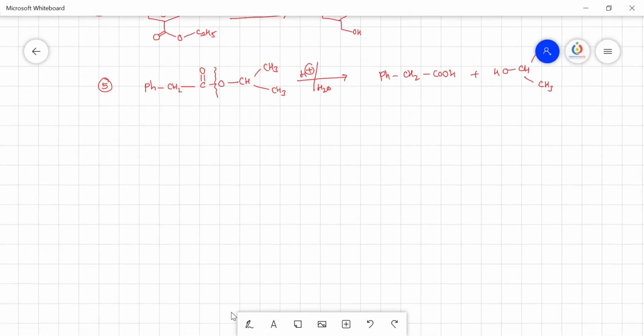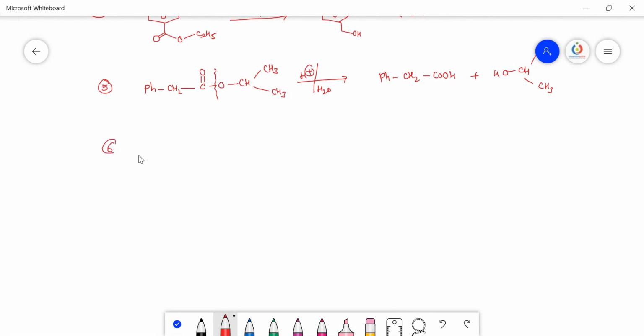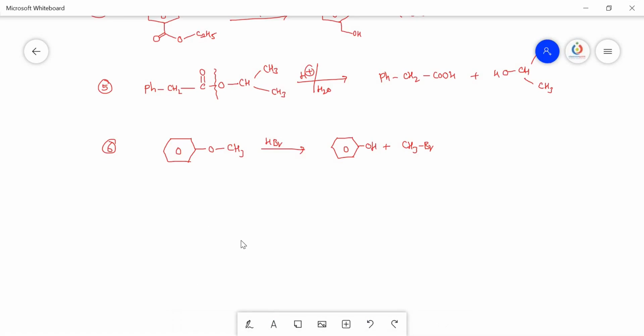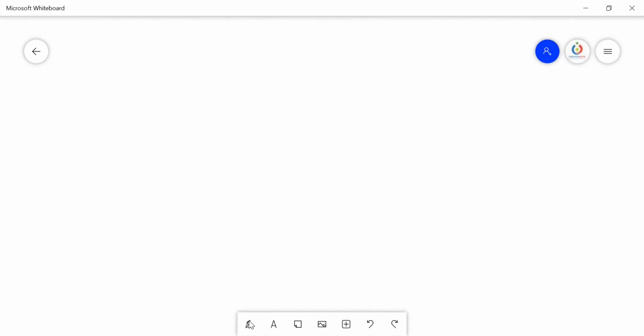So now let's see the sixth molecule. So in this sixth molecule, OCH3 is there, HBr. So regarding this molecule only I will give the answer, but explanation will be done in the other lesson. Here we get the phenol plus CH3Br. So these are the products of the questions of the previous day session.